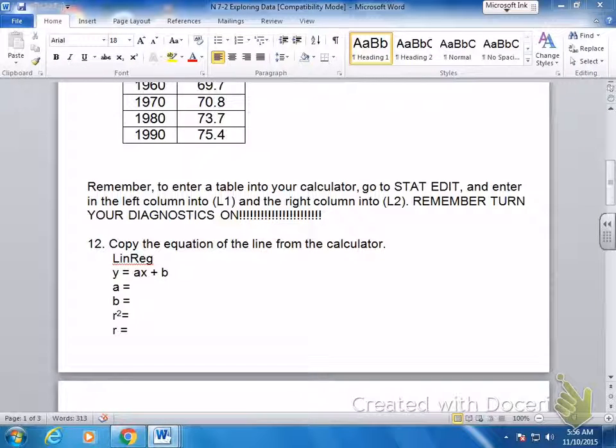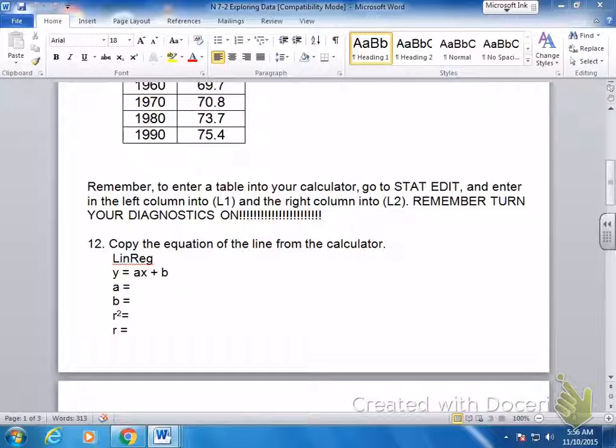Now once we do our lin reg, we get y equals ax plus b. Remember, if you're not getting r squared or r, go to second 0 and turn your diagnostics on. Make sure once you hit enter on diagnostics on, you hit enter again and you see done. Once you do that, it should give us several values.